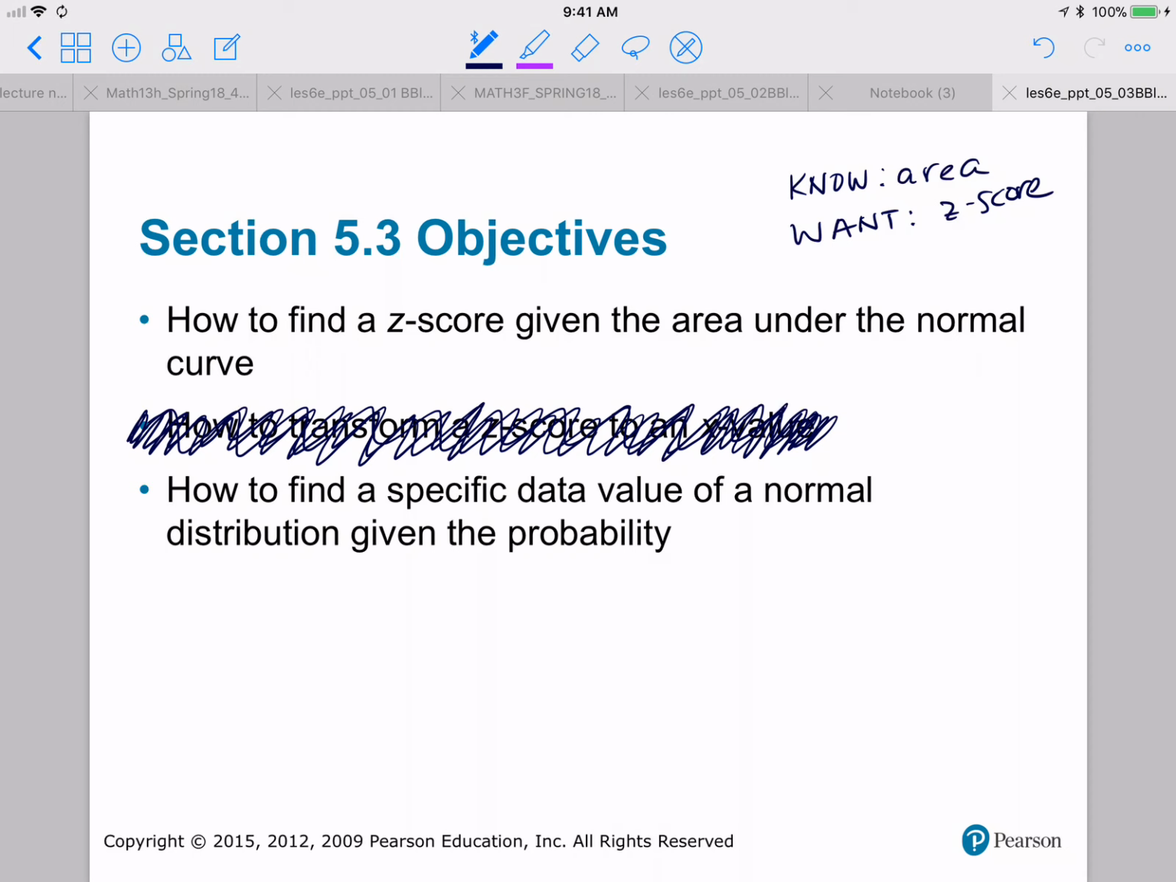And then we will deal with the same issue in a more general version: how to find a specific data value of a normal distribution given the probability. So here, you know the probability, because remember, probability is the same thing as area, probability, aka area, and you want an x value.